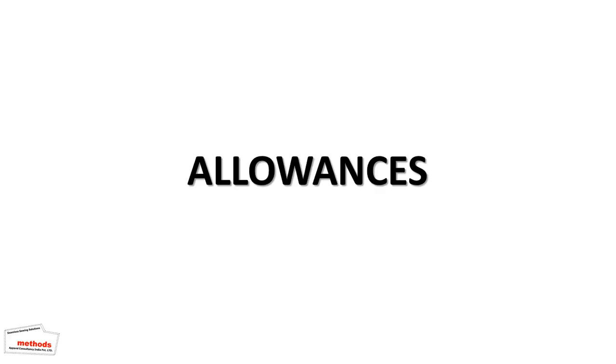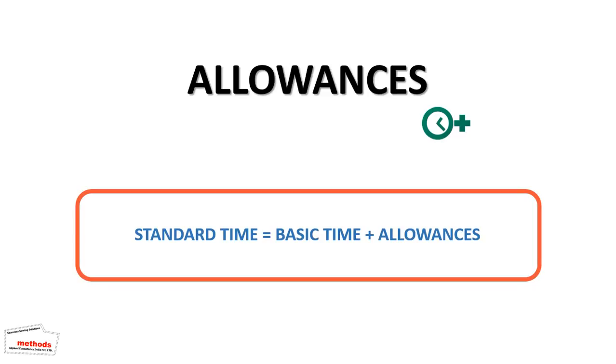Hi, this video is about allowances. So if you remember your first video lesson, standard time is equal to basic time plus allowances. Therefore, after adding the handling motion codes and sewing time, it is these allowances that need to be added to get the final standard time of an operation.